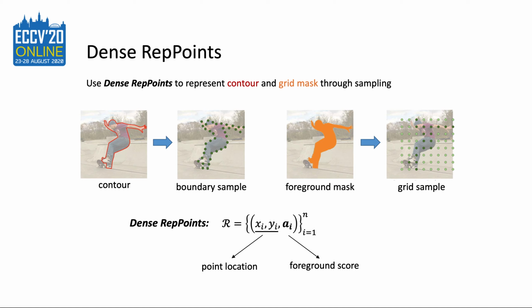Both contour and grid mask have their own benefits in representing object segments. Contour is a more concise and intuitive representation, but it cannot handle complex objects with holes. Grid mask is a more detailed representation, but is costly in computation and memory because it needs to enumerate every pixel in the image.